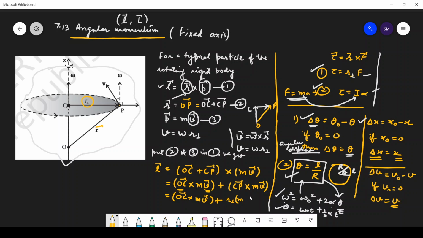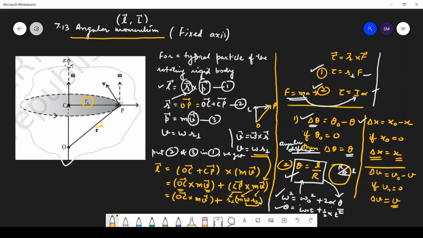into what is V? We have already written V is equal to omega into R perpendicular. Now these are the magnitudes I have written. I have written the magnitude of Cp, then M, and then the magnitude of linear velocity.